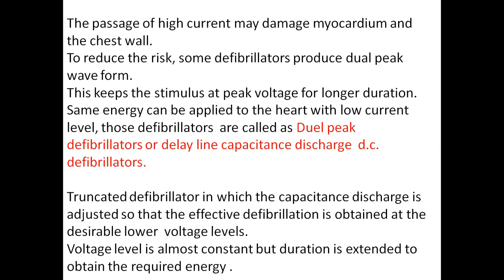Okay, and these defibrillators are called dual peak defibrillators or delay line capacitance discharge DC defibrillators. Okay, so these waveforms are shown in the next slide.